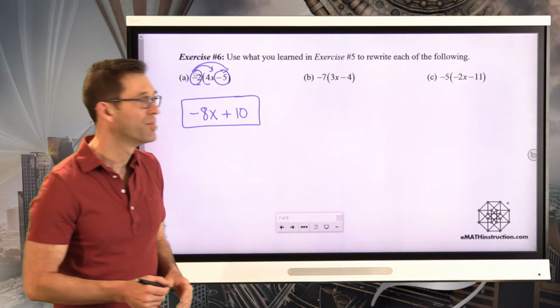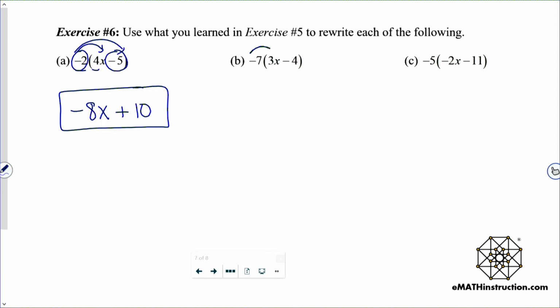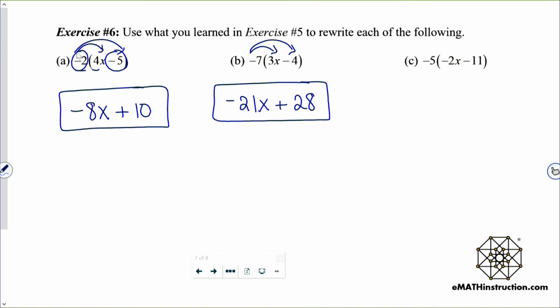All right, let's do it. So in letter B, I've got negative 7 times positive 3x will be negative 21x. And then I've got negative 7 times negative 4, which will be positive 28. All right, likewise, letter C. I'm going to have negative 5 times negative 2x is a positive 10x, and then negative 5 times negative 11 will be a positive 55.